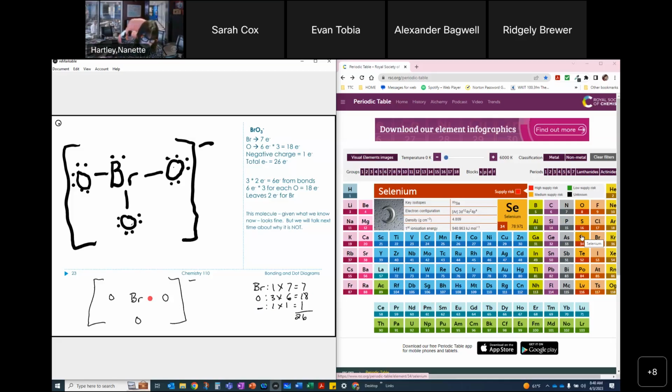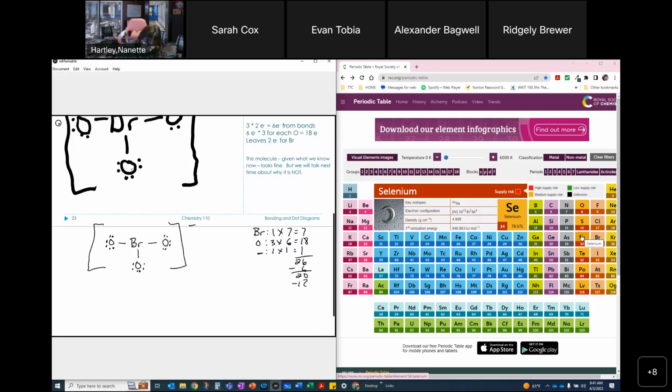I draw one bond in between the bromine and each oxygen. And that gives me 2, 4, 6 that I've taken out of that. That leaves me with 20 electrons left. Okay, fine. So then I'm going to fill my outside octets. So 2, 4, 6 on each. And of course, if I take that and subtract the 18, that leaves me with 2 left, which then end up on the bromine. Okay.